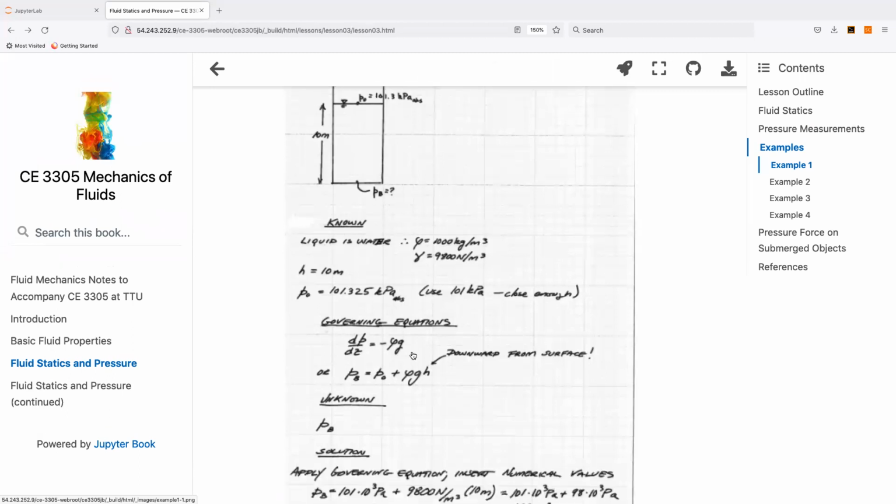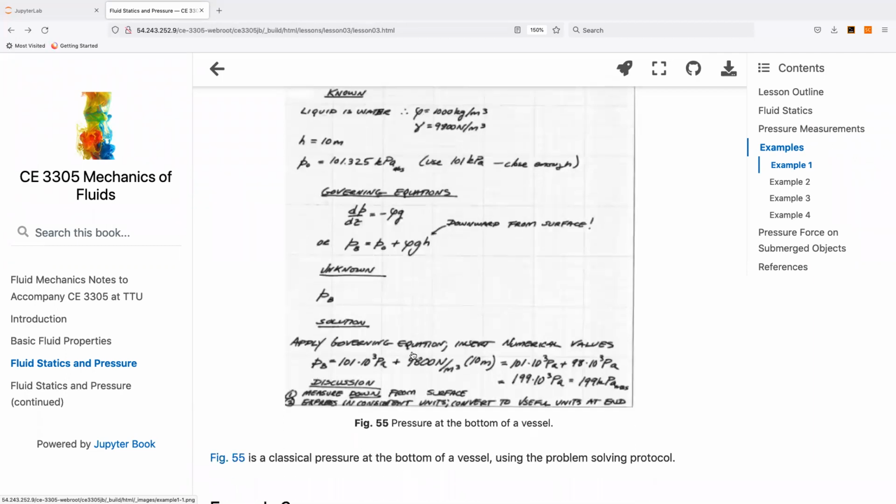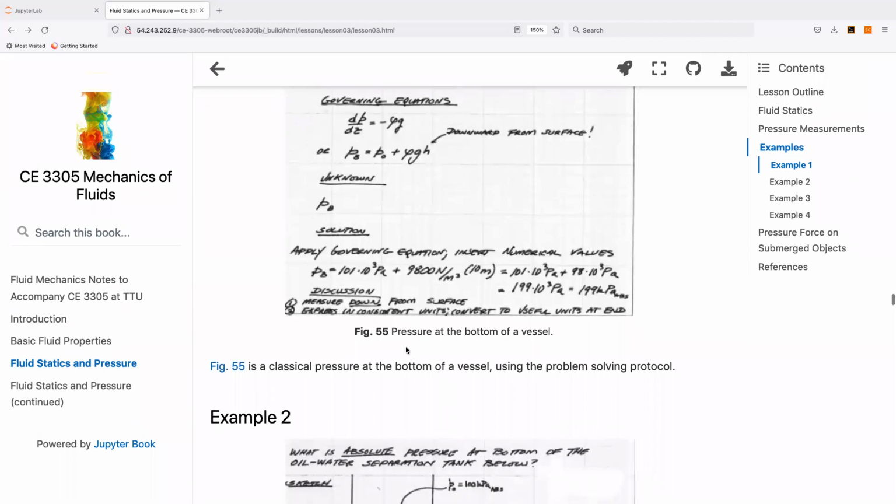Our governing equation is simply the hydrostatic pressure equation. To change the pressure, we get minus rho g, or the pressure at B is equal to the pressure at the surface plus rho g times H. You have to know when we write it that way with a plus sign that H is moving downward in the fluid. If you don't know the direction, write it correctly. You'll have extra minus signs floating around everywhere. Our unknown is PB, and here's how we solve it. We apply the governing equation, insert the numerical values, and we're done. If only they were all this easy. They're not, but this one is.